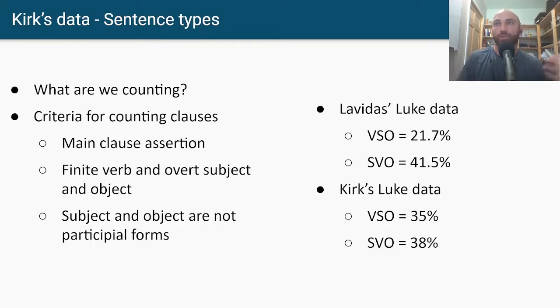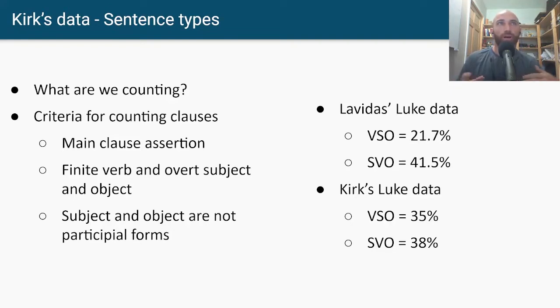So if we just look, for example, at Levitas's Luke data versus Kirk's Luke data, both find that SVO is dominant. So Levitas finds 41% SVO and 21% VSO. But Kirk, in her data, finds 38% SVO, so a little bit less on SVO, and 35% on VSO. So that's a pretty big difference, right? And this all depends on what we're counting.